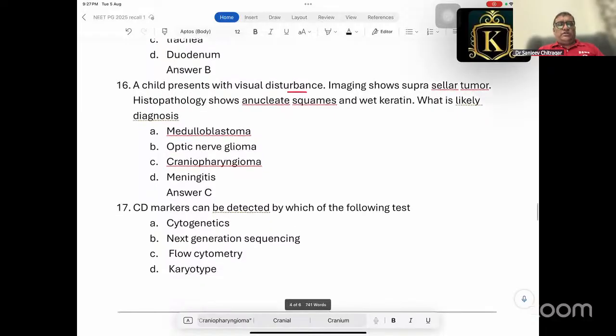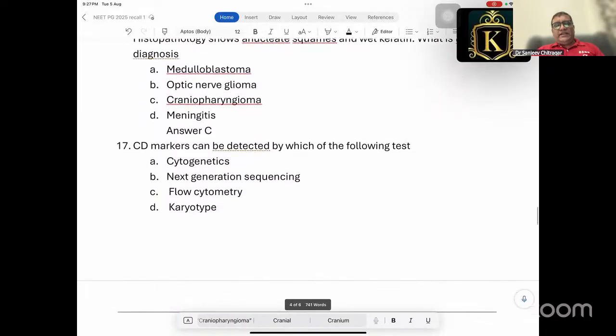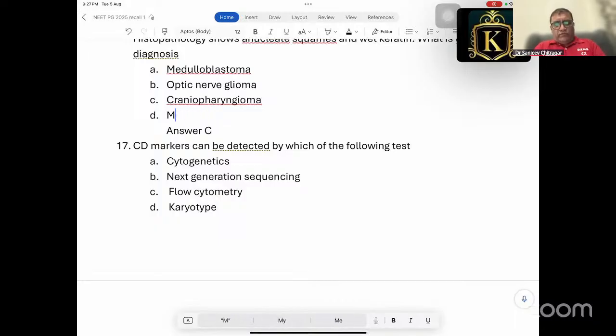Next question. CD markers can be detected by the following tests. I think they gave CD markers for malignancies of blood. Okay, one more option was a craniopharyngeal cyst. No, so it is a craniopharyngioma. In fact, one more thing you have to remember.